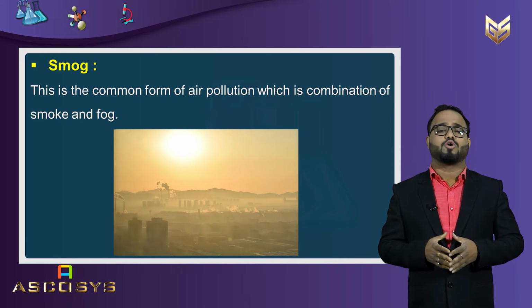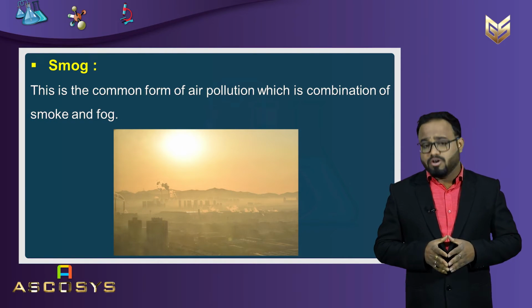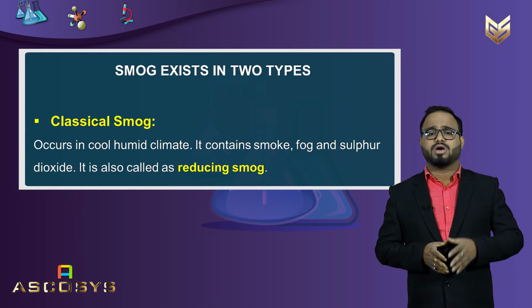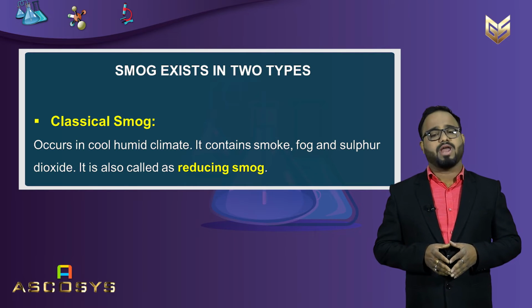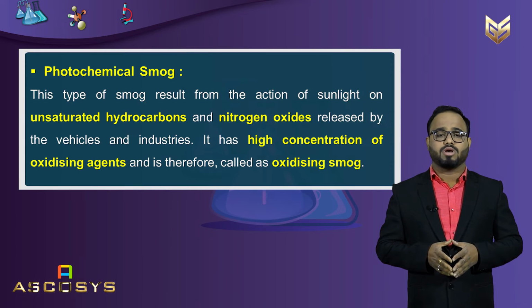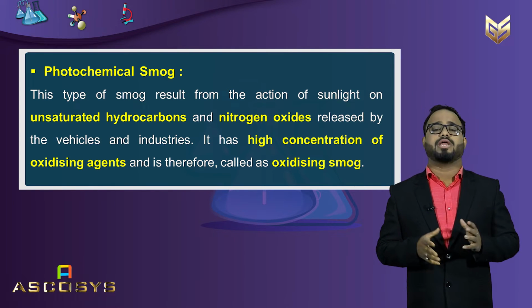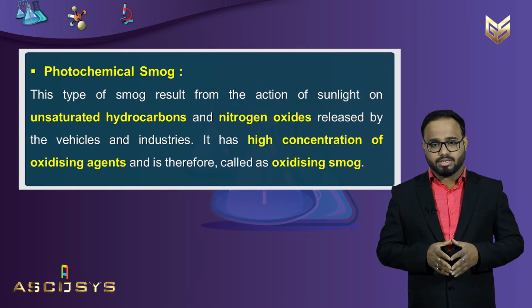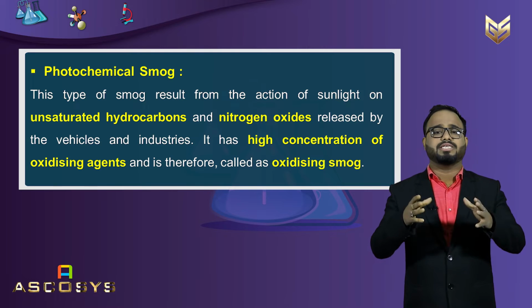Smog is a common form of air pollution, which is a combination of smoke and fog. Smog exists in 2 types. Classical smog occurs in cool humid climate. It contains smoke, fog and sulfur dioxide. It is also called reducing smog. Photochemical smog results from the action of sunlight on unsaturated hydrocarbons and nitrogen oxides released by vehicles and industries. It has a high concentration of oxidizing agents and is therefore called oxidizing smog.